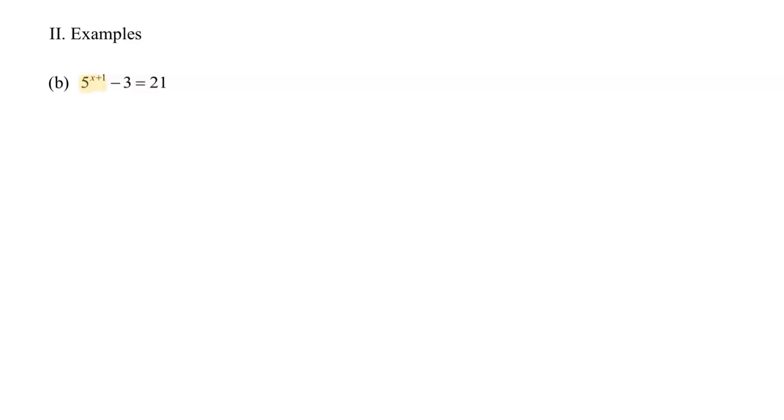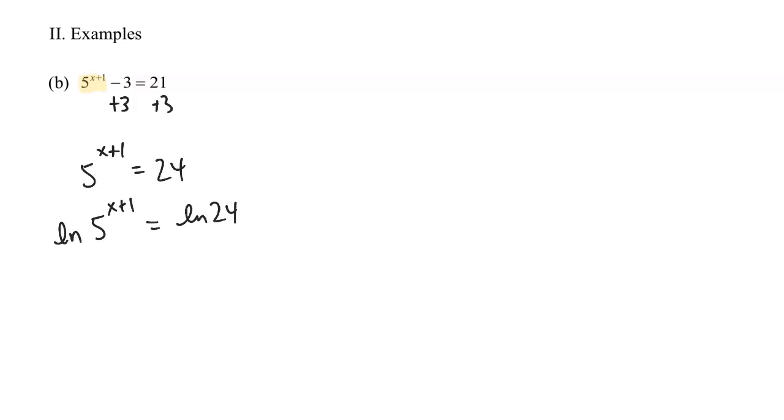Okay, here on example B, my exponential expression is right here, 5 to the x plus 1. And so I've got to, first of all, get rid of that minus 3 by adding 3 to both sides of the equation. So this is going to give me 5 to the x plus 1 is equal to 24. Okay, now that I've done that, the exponential expression is isolated. I'm going to take the natural log of both sides. So natural log of 5 to the x plus 1 is equal to the natural log of 24.